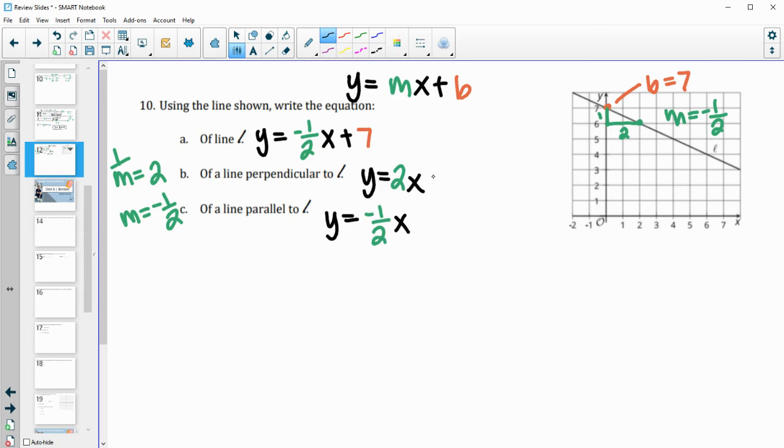So this could be y equals 2x plus 3. It could be plus 32. It could be minus 32. This could be minus 87. This could be plus 87. It could be 871. Okay, as long as the slope is 2, it's going to be perpendicular. And as long as the slope is negative 1/2, it's going to be parallel.